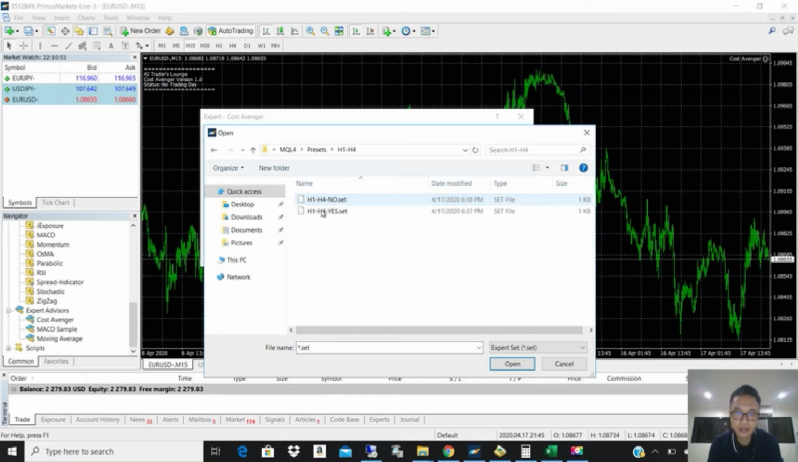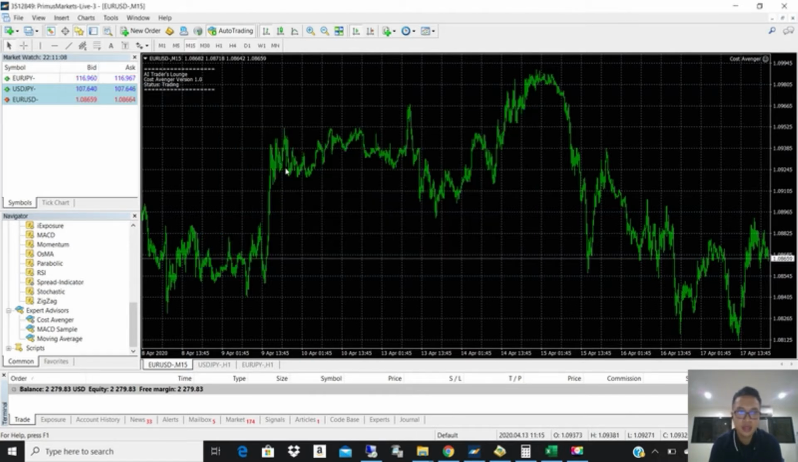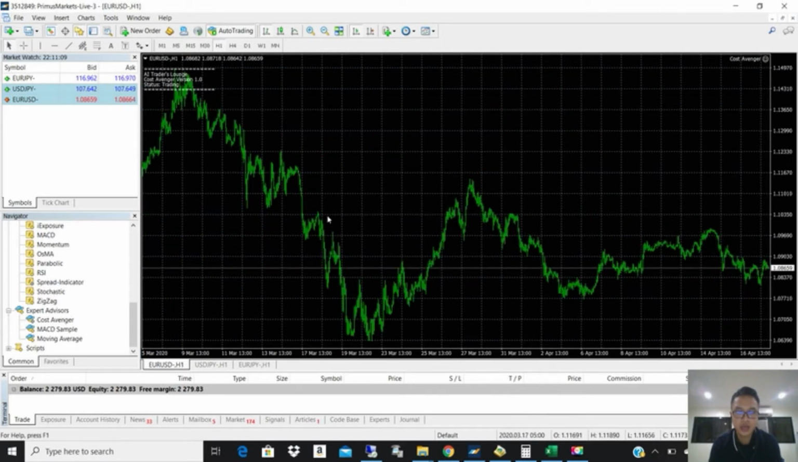But me, I personally use H1H4 no. And then I also set the level that allows the lot size multiplier to 6, but it's up to you. You could set it to the default of 5. Then I choose H1.